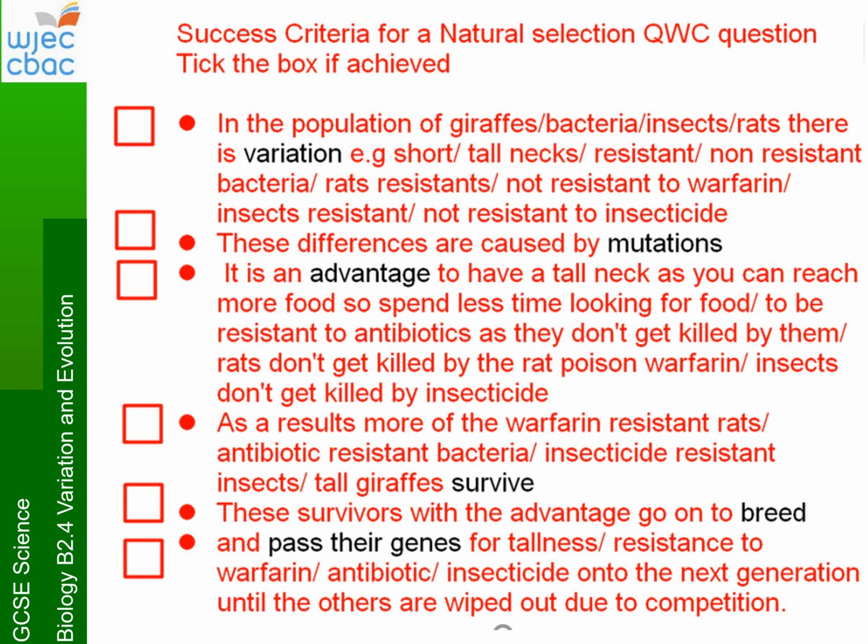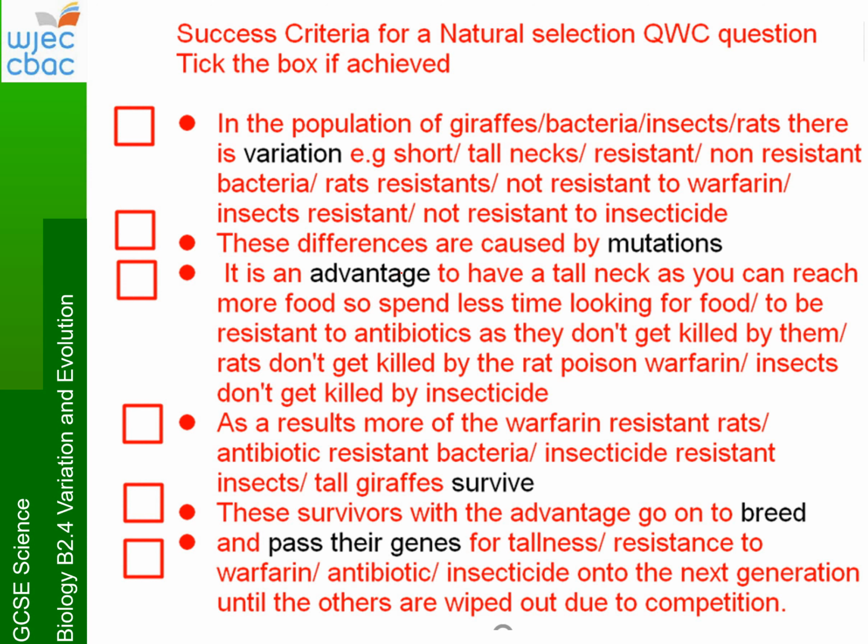So let's say you've got a population of giraffes or bacteria or insects or rats where there is variation. So in giraffes, it might be short or tall necks. In bacteria, resistant to antibiotics or not. In rats, resistant to warfarin or not. In insects, resistant to pesticides or not, or insecticides, okay? And for the second point, these differences are all caused by mutations.